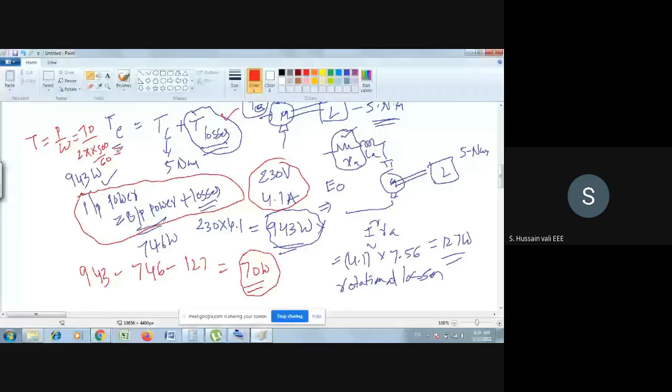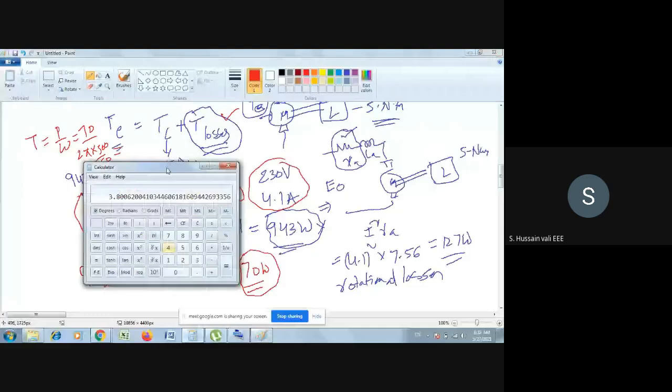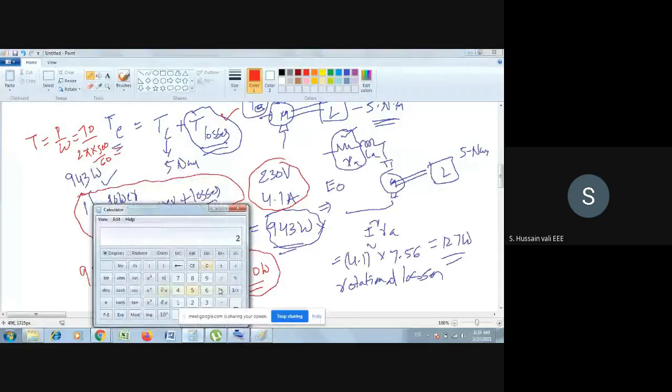So, calculator once again. 2 pi n divided by 60. We have this into 7. Yeah, 1.336. So we got the torque because of the losses: 1.336 Newton meter. That's it. So we got this torque.